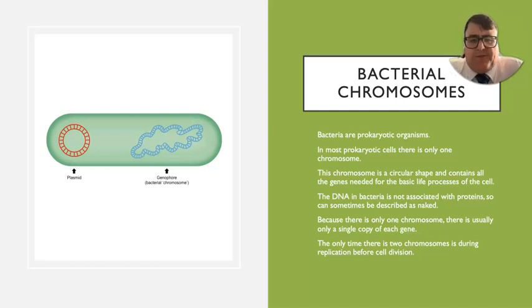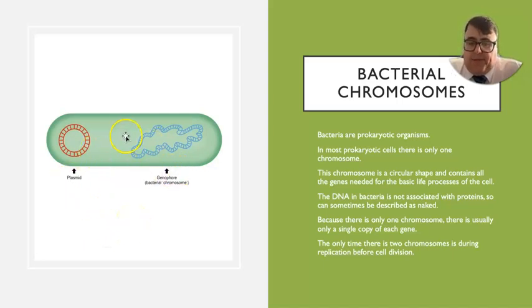So bacteria themselves, they're types of prokaryotic organisms. Remembering prokaryotic from year 8 is a unicellular organism, doesn't have organelles, so it doesn't have a nucleus. Because of that, in most prokaryotic cells, there is only one chromosome, and it's circular in shape.